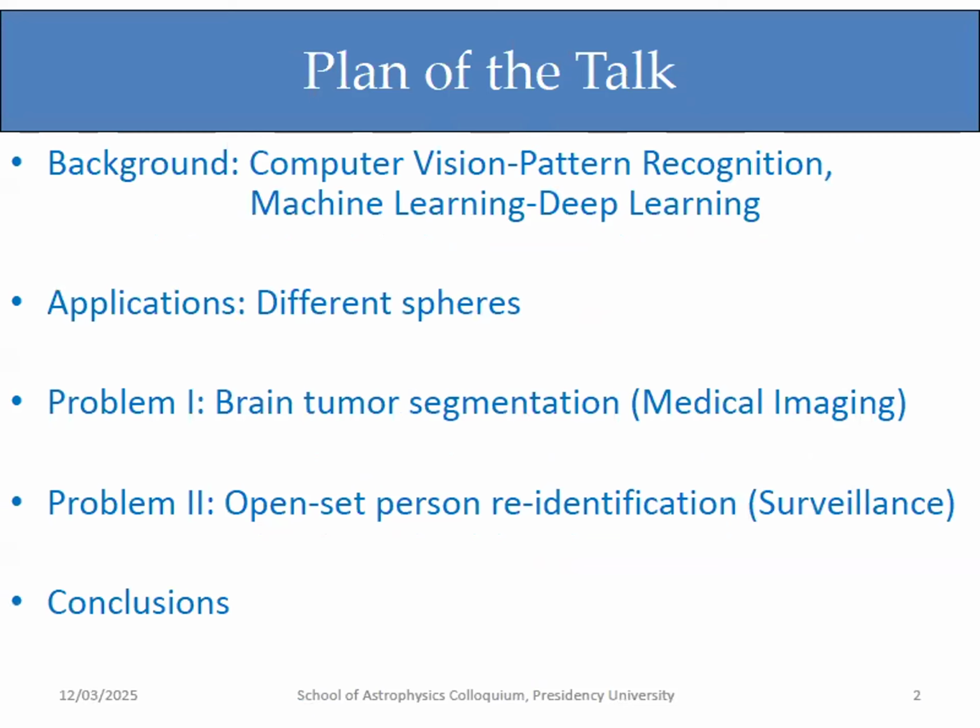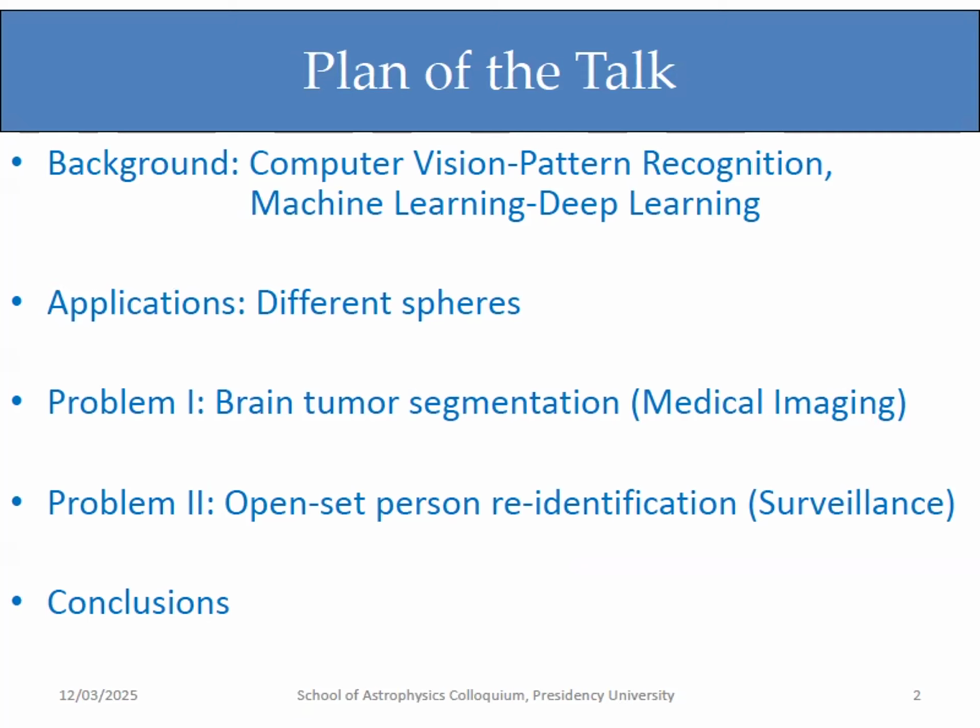So let's start with this. This is really the plan. I give you a background, a little bit, because this module is going to be a separate course on computer vision and pattern recognition, and these have been really boosted over the years by machine learning, and nowadays, I think many of you have heard about the deep learning. Then I'm going to talk about applications in different spheres, and then I will mention two very different problems.